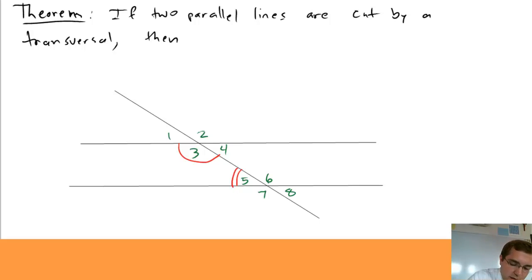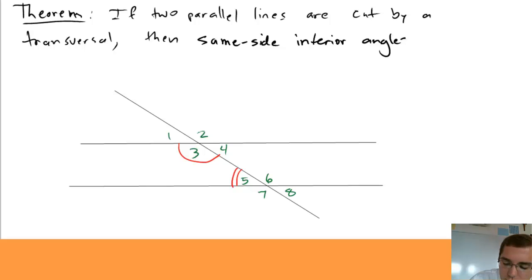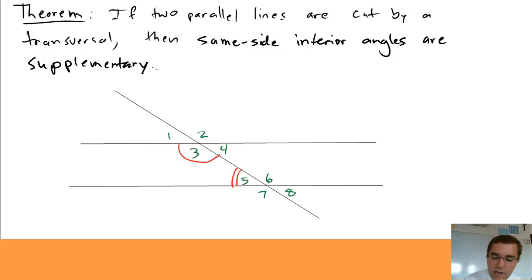So they are supplementary. So if two parallel lines are cut by a transversal, then same side interior angles are supplementary. Same side interior angles are supplementary. So in this picture that would mean angle 3 plus angle 5 equals 180 degrees.